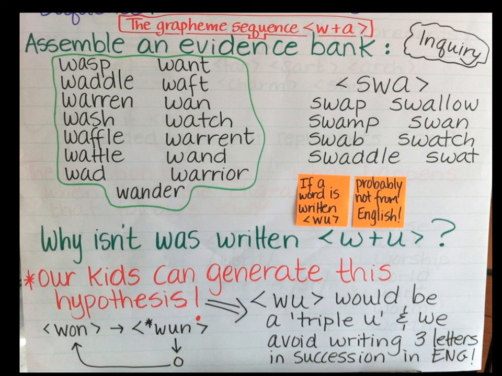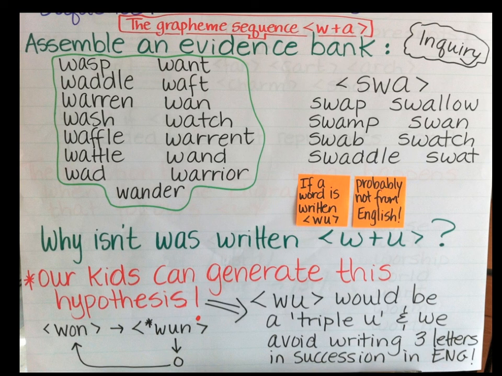If a word is written WU, it is probably not an English word, okay? First and foremost. So we want to ask our kids to hypothesize, why shouldn't it be written WU? And after all my year and a half of working with Real Spelling, I quickly knew this answer, and I think our kids might as well, so don't just give it to them, ask them to think on it. It's not represented as W and U because it would end up being a triple U, and in English we avoid writing three letters in succession.